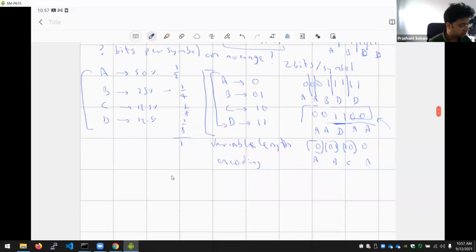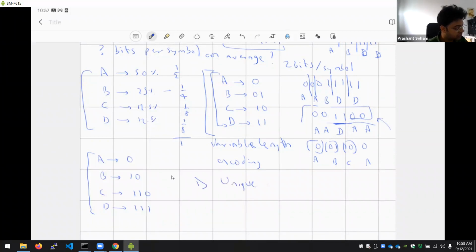I could come up with a different mapping which is unique. For example, I could come up with a mapping where A is given 0, B is given 1, 0. So this is a mapping. If you can work out the detail, this is actually unique in the sense that now for any length of bits I transmit, there is always a unique way of decoding and getting back the original message. So we want to solve two problems at once. First is unique decodability. It should be unique to decode.